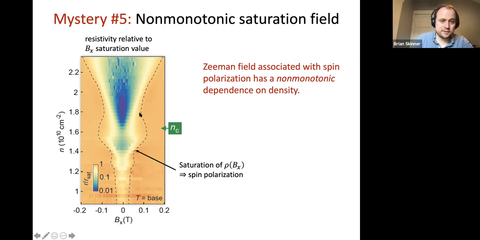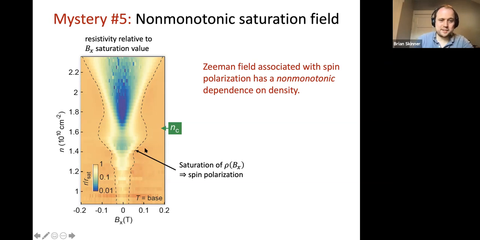The magnetic field required to spin polarize is going down. But then we see this really funny thing where it sort of bows outward again. And very near the apparent metal insulator transition, there's a local maximum in how much magnetic field is required to saturate the resistance to achieve what we think is spin polarization.